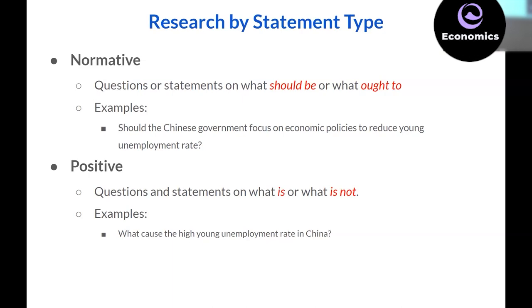Positive questions are questions or statements answering what is and what is not. So what is causing the high unemployment rate? Is it the tech crackdown? Is it the COVID lockdown? Is it the way they implemented zero COVID and so on? Those are questions and statements concerning what is and what is not.